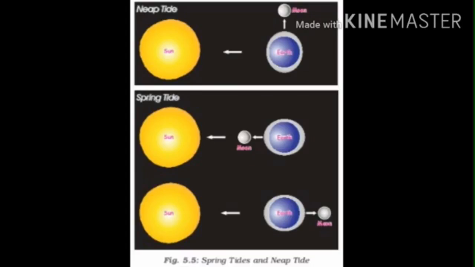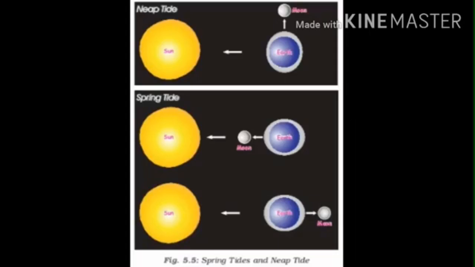Clear children? Next one is neap tides. When it is a half moon day, the moon and the earth are at right angle to each other. The impact of the gravitational pull is not very high. Therefore, the tides do not rise very high. The low tides are formed. These kinds of tides are called neap tides.